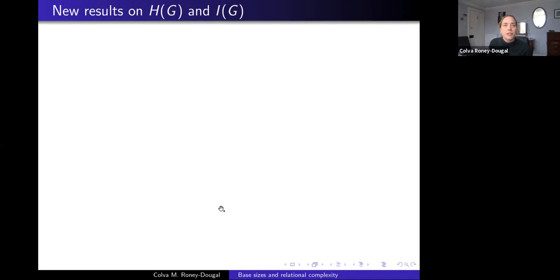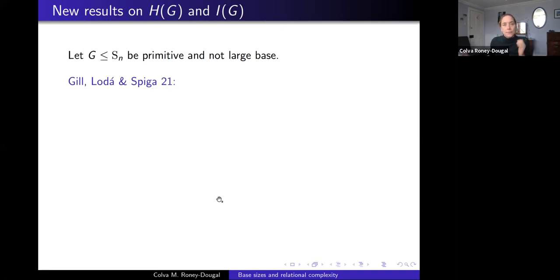There's also been some new stuff out recently on H and I. So let G be primitive and not large base. What got me interested in H and I actually was Bianca's thesis, which has now been turned into a paper by her and Nick Gill and Pablo Spiga. They showed that this other invariant I talked about, the maximal size of an independent set, is at most 9 log n. And Bianca's thesis was lovely.